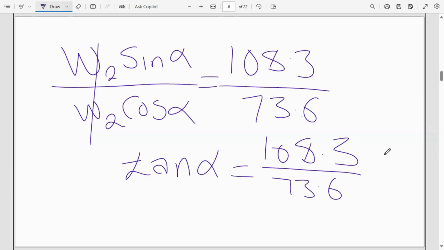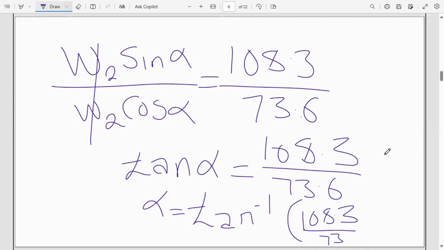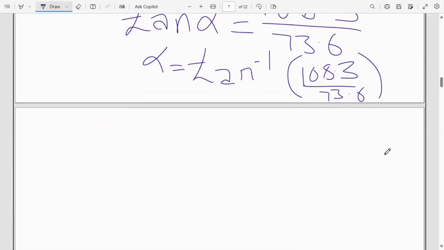So from here, what are we going to do? We're going to say alpha will be equal to the tan inverse of 108.3 over 73.6, like that. So when we find the tan inverse of that value, that means we found the value of our alpha, of which that was one of the questions which were asked in the question.